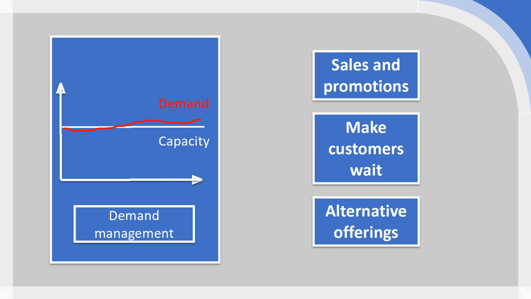So there's quite a few different ways that we can actually manage demand. So sales and promotion is the most obvious one. With sales and promotions, we can increase demand during quiet periods, and also conversely, if we remove the sales and we remove the promotions, we can decrease demand during busy periods.